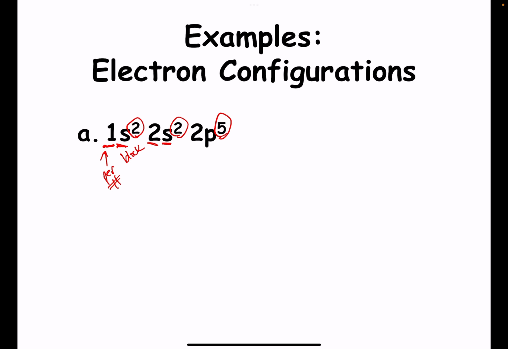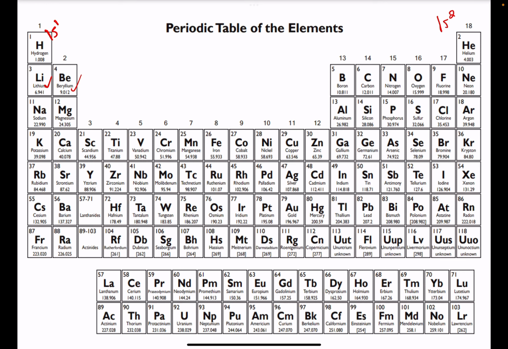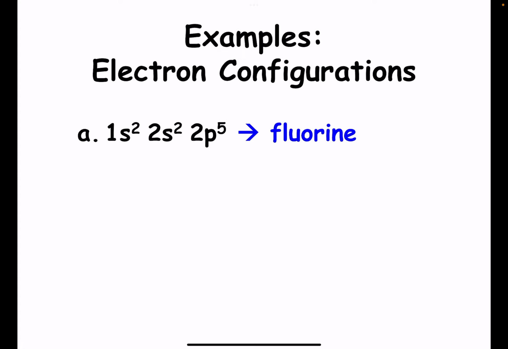Now we got 2p5. Period 2. Here's period 1, period 2. 2p5: 1, 2, 3, 4, 5. So it must be fluorine, right? Let's see. Here we go.